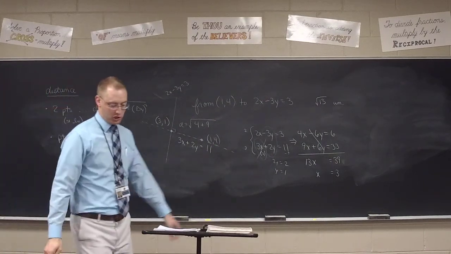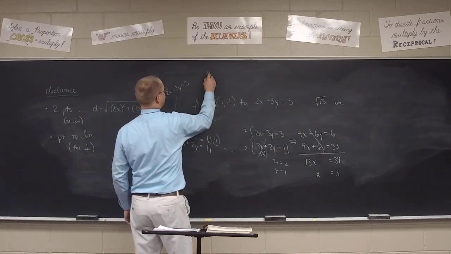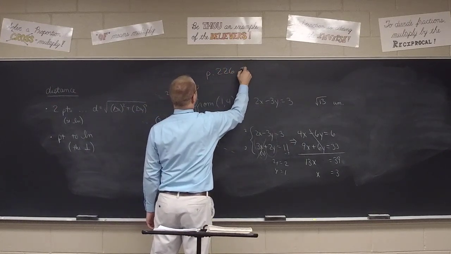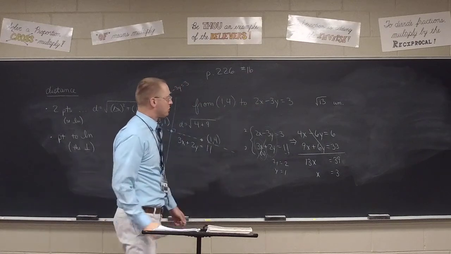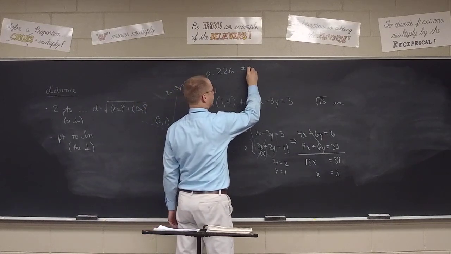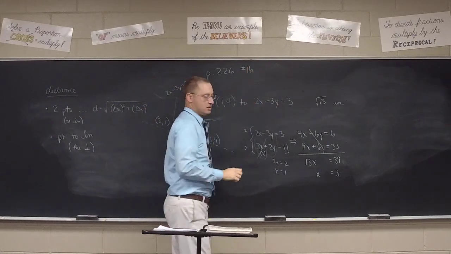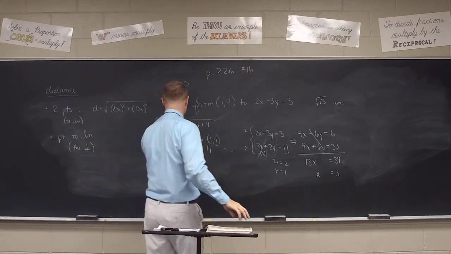All right, at your seats, I want you to read page 226, number 1b. Page 226, this is a 1b. That's not a 16, that's a b, as in beta.